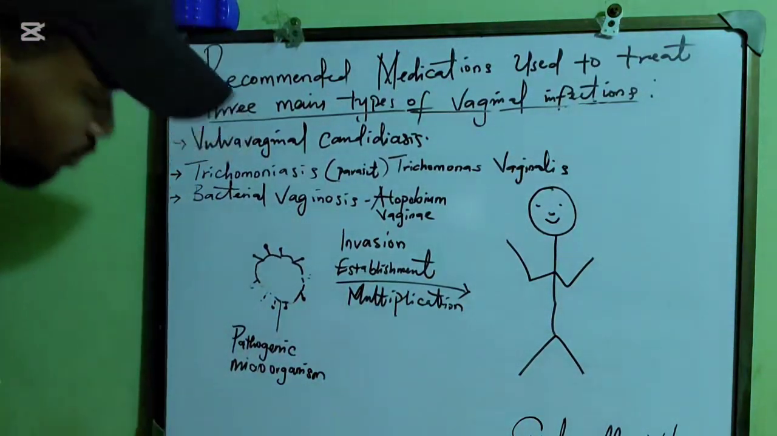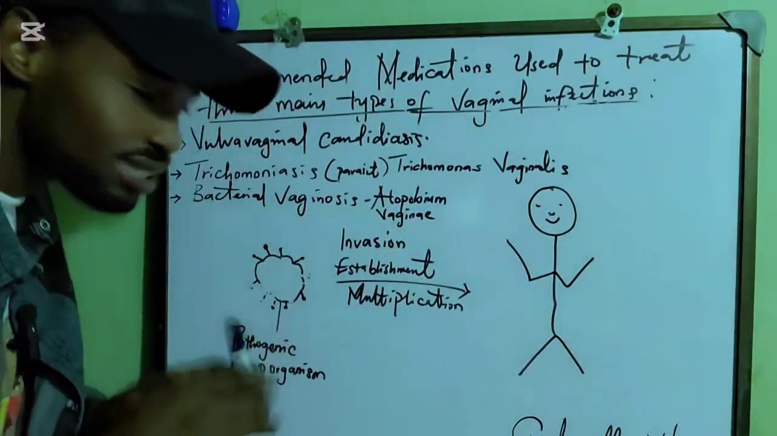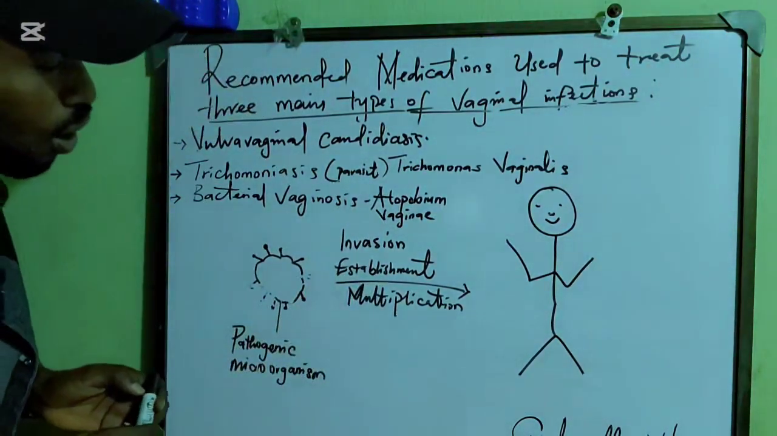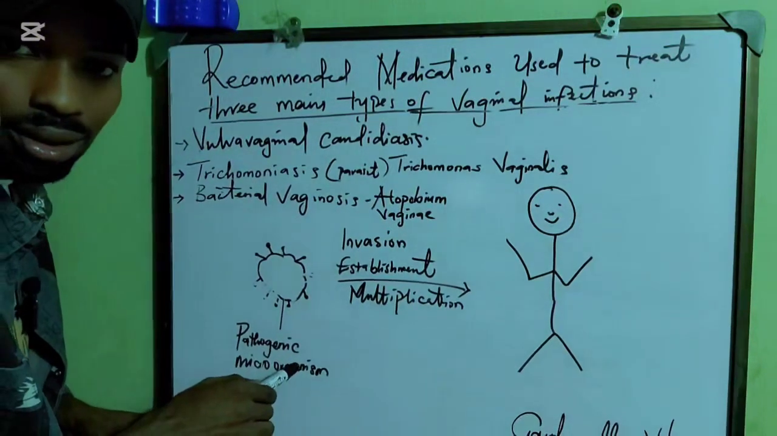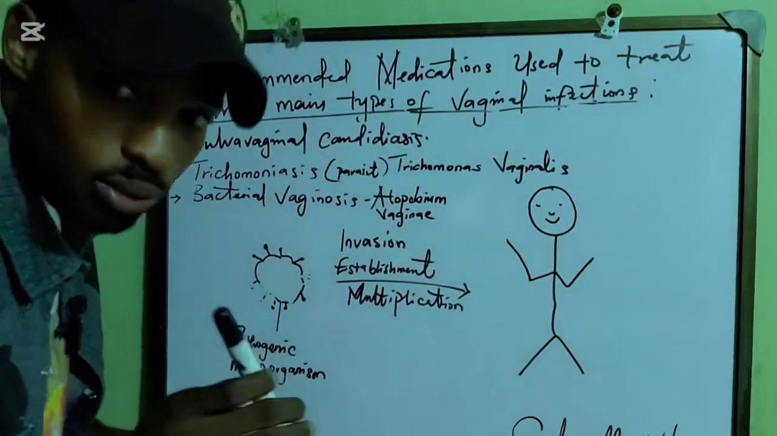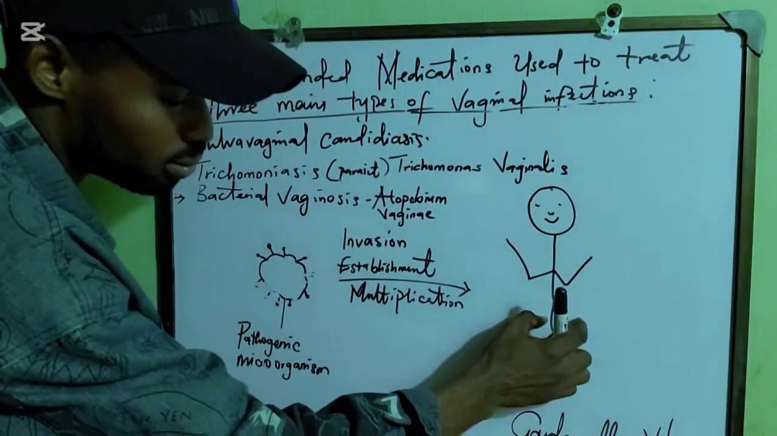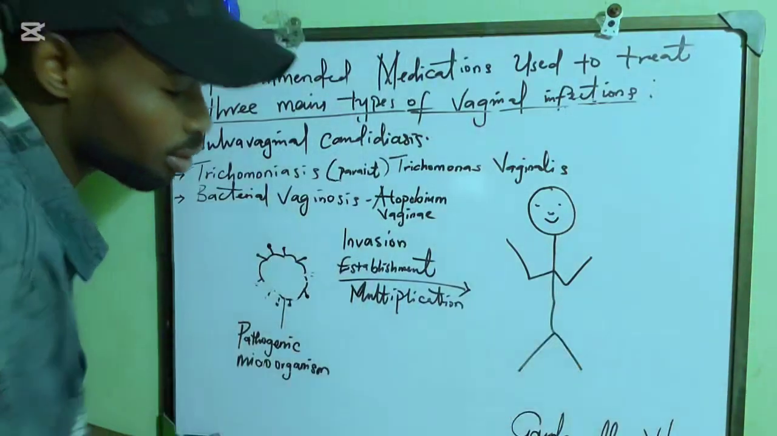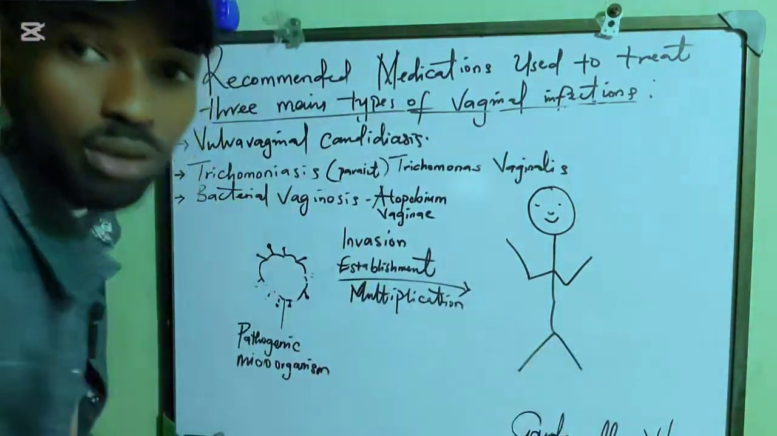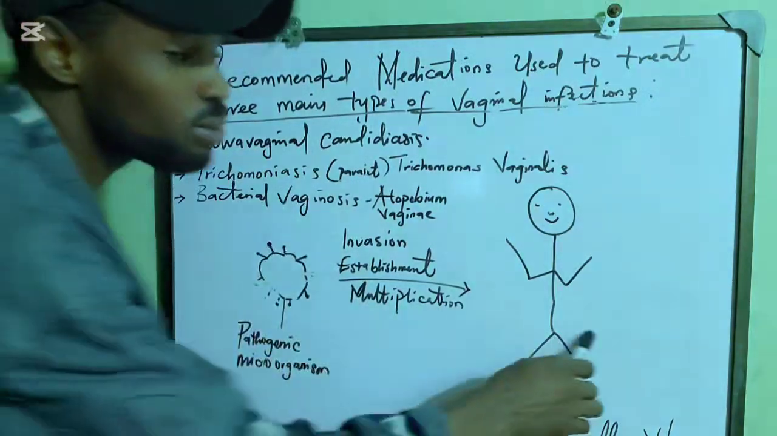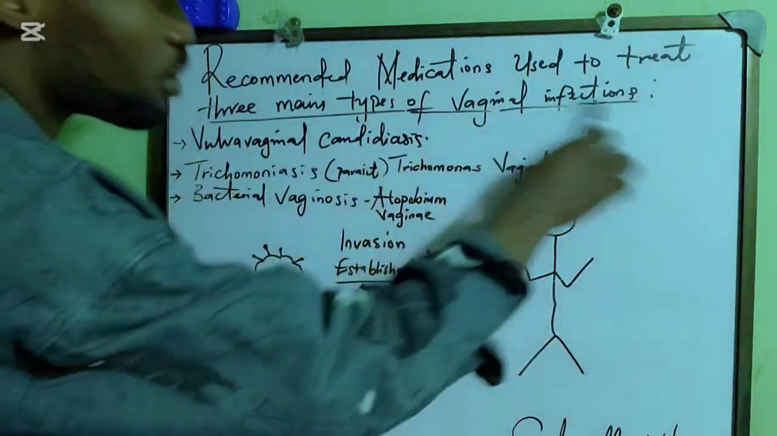Simply put, infection is the invasion. Look at this board very well. Infection is the invasion of pathogenic organism into a host for establishment, multiplication, which later results in damage to the tissues around. That is what we call infection.